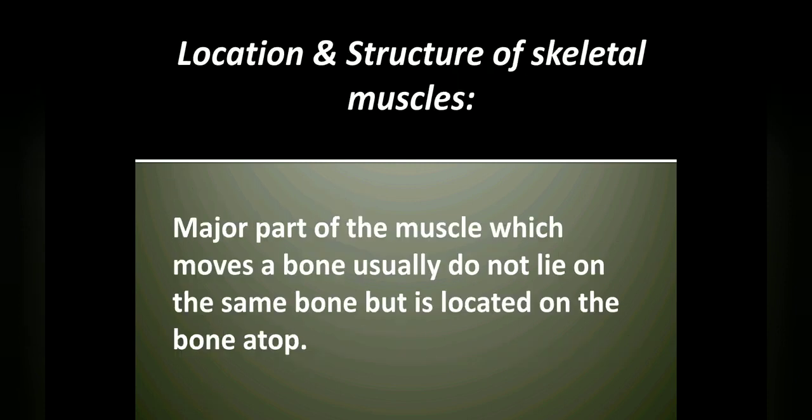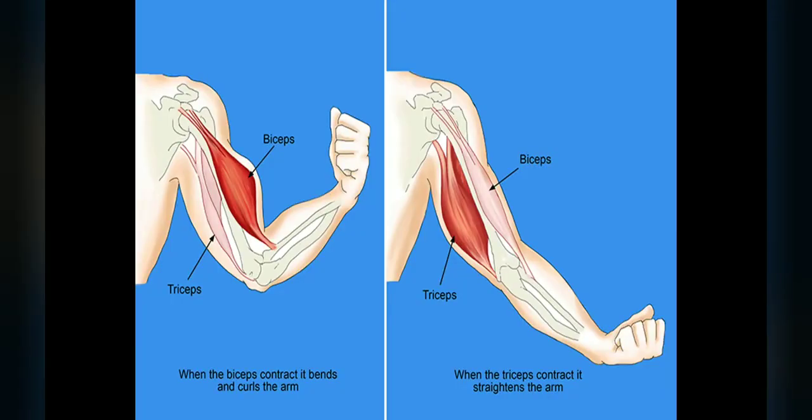We'll start with location and structure of skeletal muscles. Now here, major part of the muscle which moves a bone usually do not lie on the same bone, but it is located on the top of the bone, or you can say bone atop. And the best example here is biceps and triceps. These biceps and triceps that move forearm are located in the upper arm.